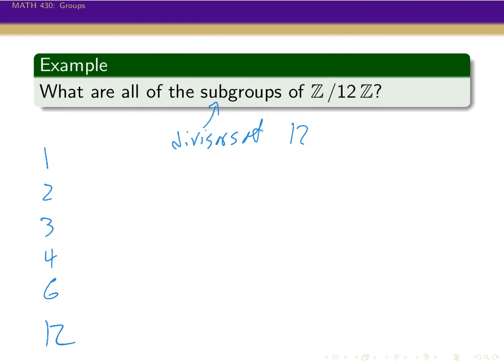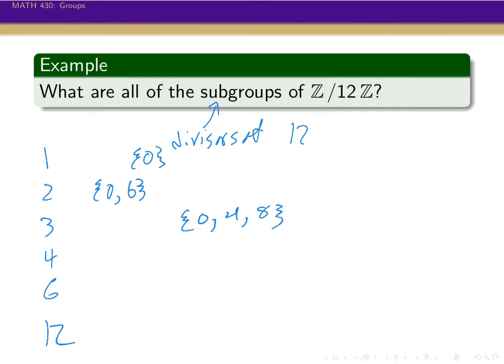So the subgroup that's order 1, that's going to be just the identity. The subgroup that's order 2, well, that's going to be generated by 12 divided by 2. And so this is just the subgroup generated by 6. So it just has 0 and 6 in it. The subgroup of order 3, well, that's going to be generated by 12 divided by 3. And 12 divided by 3 is 4. So it's going to have 0, 4, 8. And then if I add 4 one more time, I get back to 0.